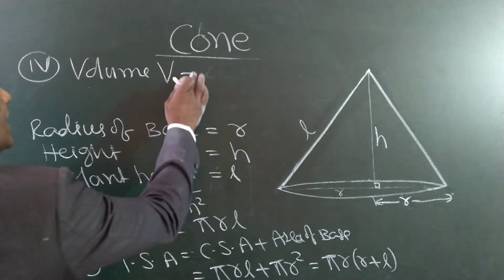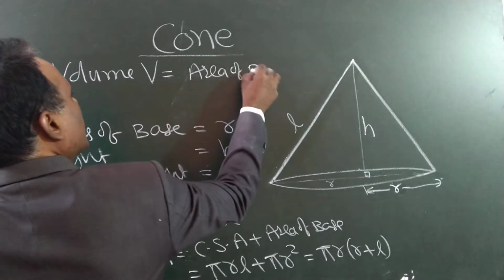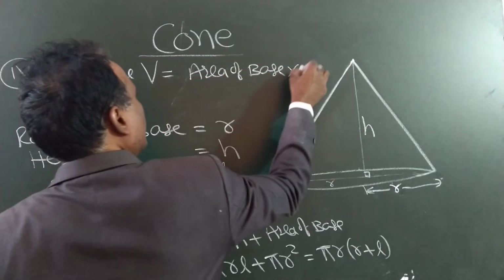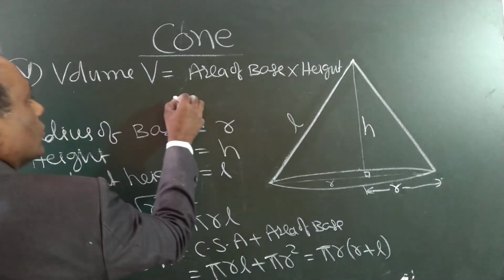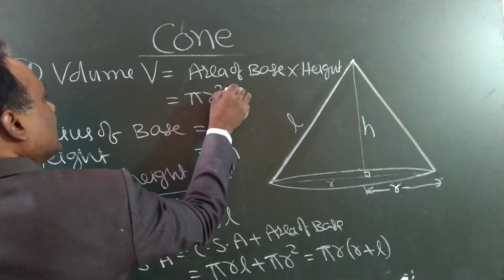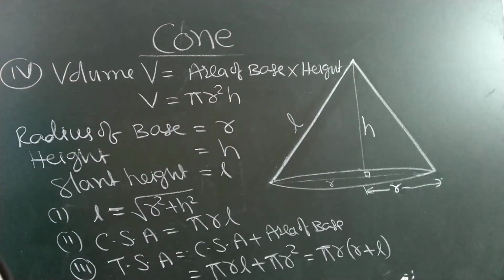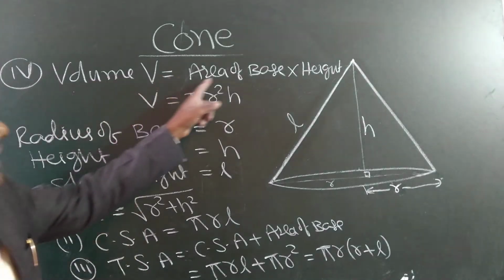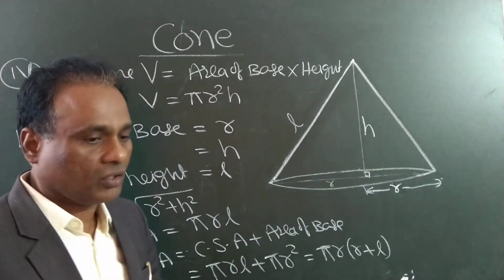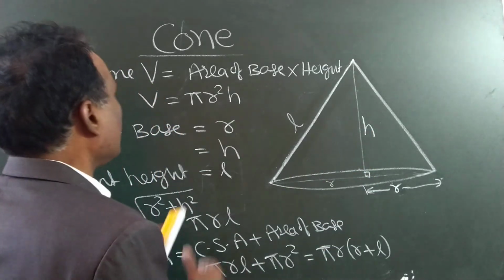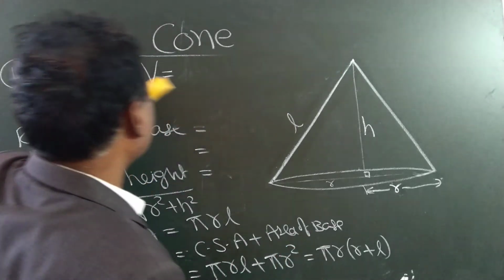Before that, actually volume can be obtained by area of base into height. This is actually the formula. Base is a circle, so circle area is pi r square into height h. So then volume becomes like this. Actual volume relation is area of base into height. So area of base is pi r square into h. So that is 1 by 3 pi r square h. Directly write the formula.